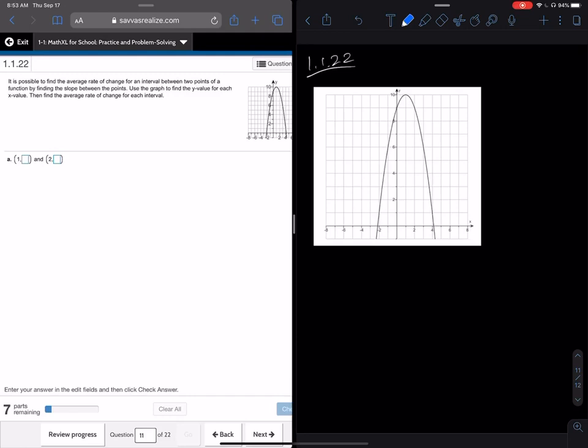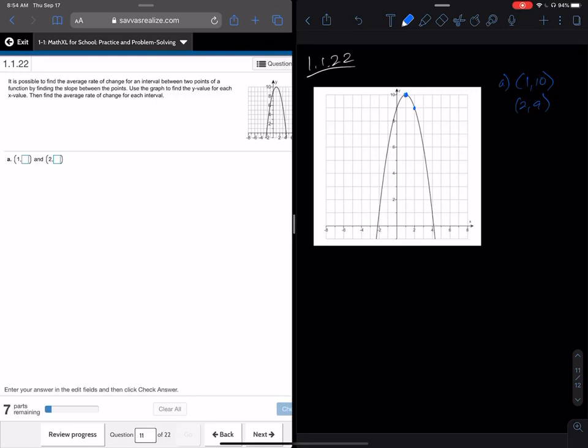So if we go to x is 1, and then we go up, that's going to be a y coordinate of 10. So part A, we would have 1, 10 in this case. And then for 2, 2 would go up and intersect. So we're going over 2 and up. And then that would intersect at 9. So we have 2, 9.